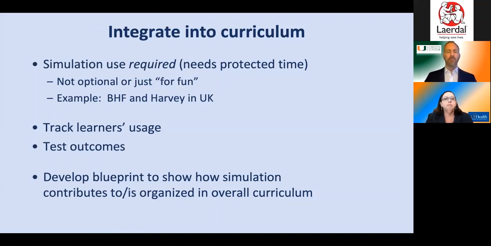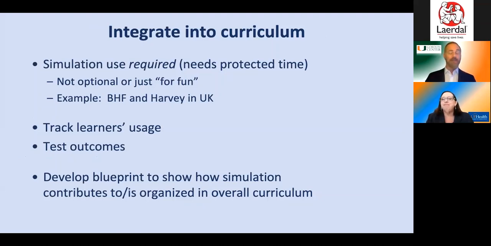A very, very important feature is the integration of any simulation into your curriculum. It can't be something that's optional or just for fun. "Hey, check out this Harvey that we just got. It's great, it can simulate 50 different conditions. Why don't you go check it out?"